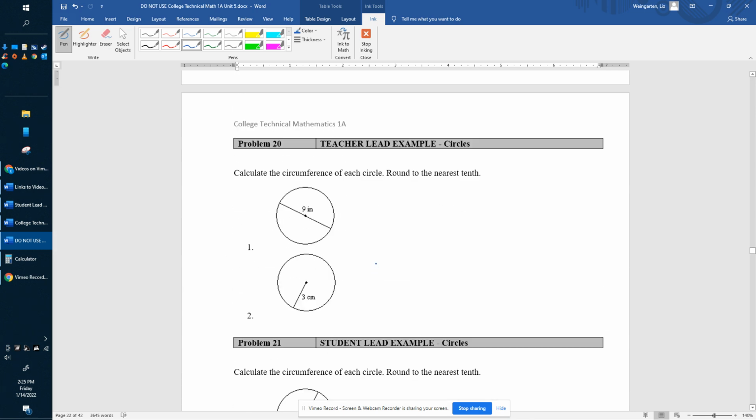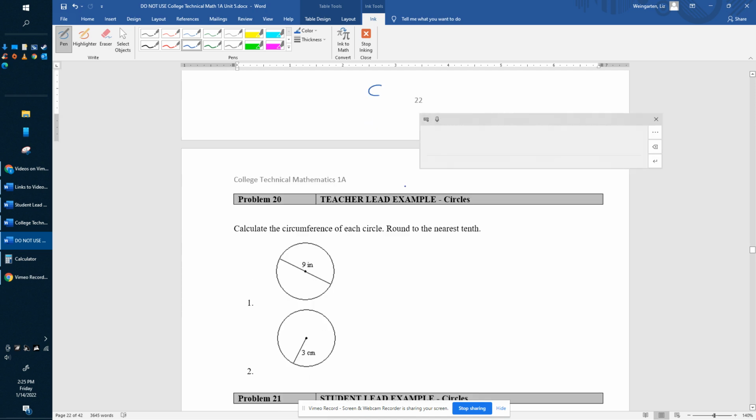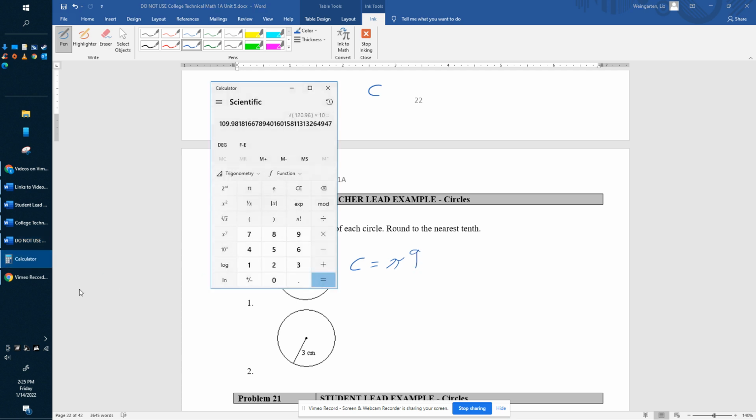So let's go ahead and calculate some circumferences. We have two formulas: pi times d and 2 pi r. So C equals, we have the diameter right here, so let's just use pi times d. What is pi times 9? Does our calculator have pi on it? It does. It's right here. So 9 times pi equals about 28.27.